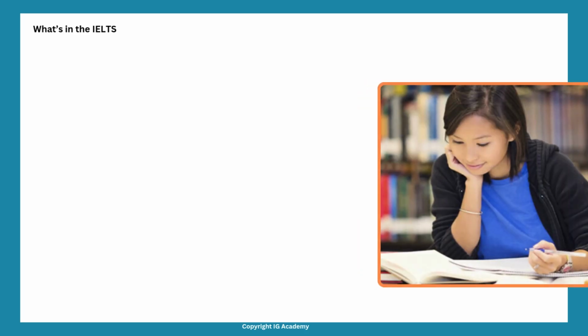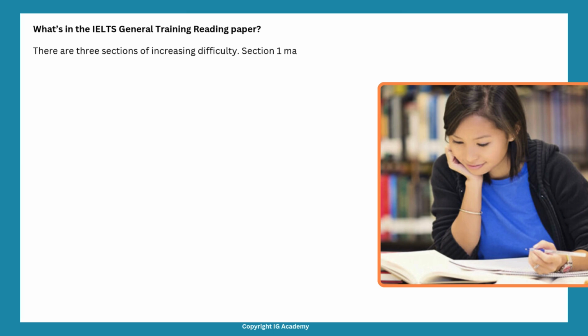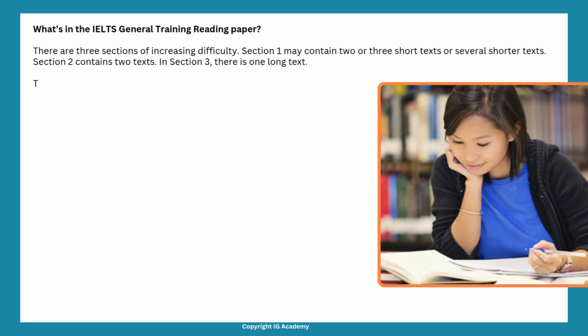What's in the IELTS General Training Reading Paper? There are 3 sections of increasing difficulty. Section 1 may contain 2 or 3 short texts or several shorter texts. Section 2 contains 2 texts. In Section 3, there is 1 long text.